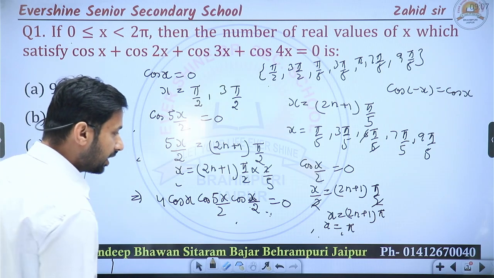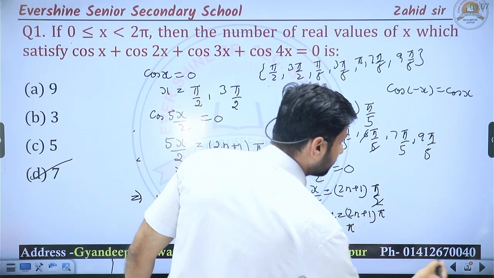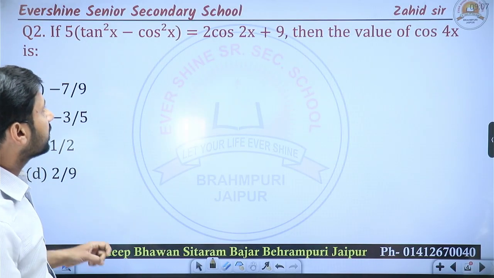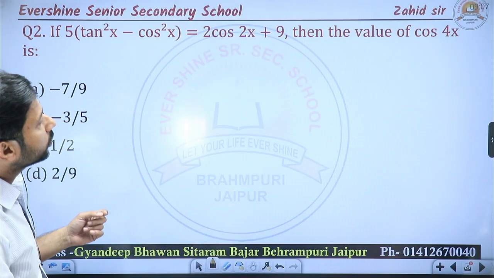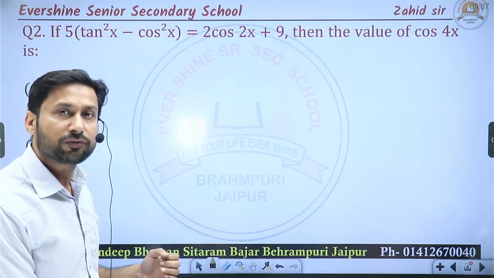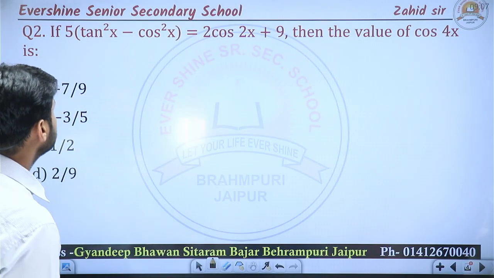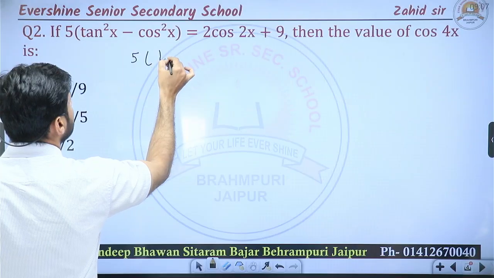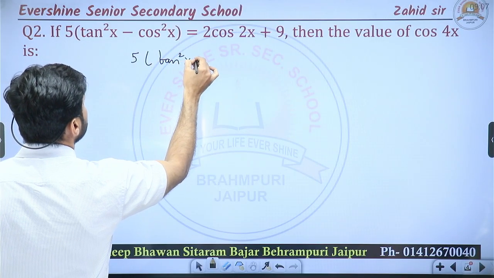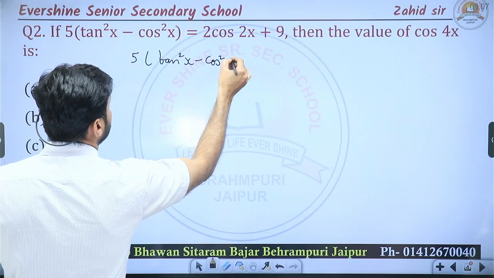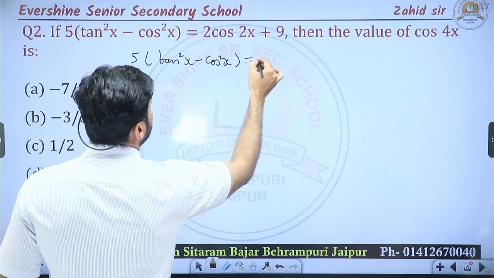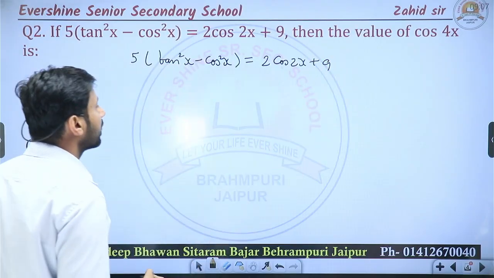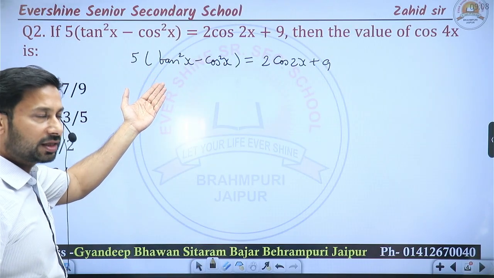Okay. Now move to the next slide. If 5 tan square x minus cos square x equal to 2 cos 2x plus 9, then find the value of cos 4x. Okay. So now we'll simplify the LHS. I am given 5 into tan square x minus cos square x, which is equal to 2 cos 2x plus 9. Okay. So I can convert this tan in terms of sec.